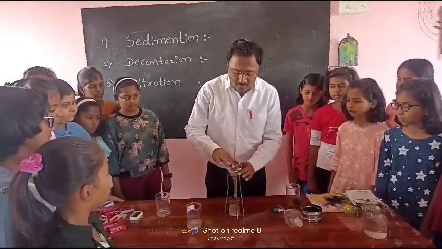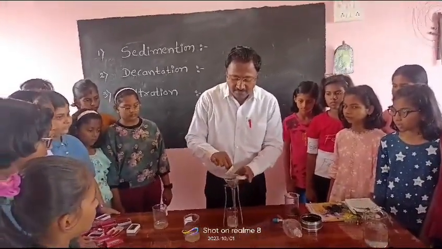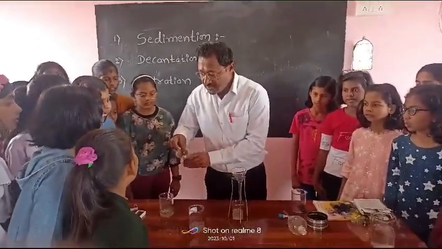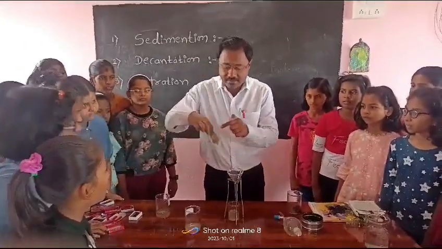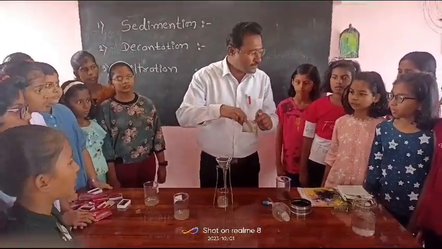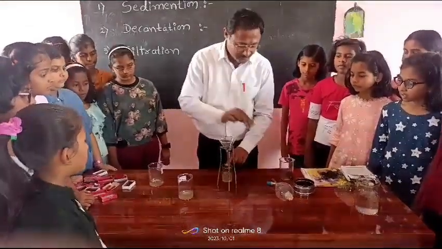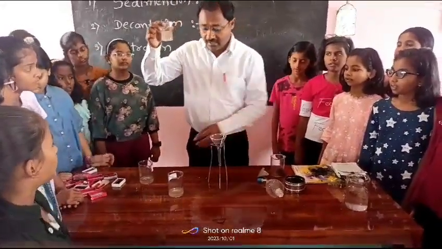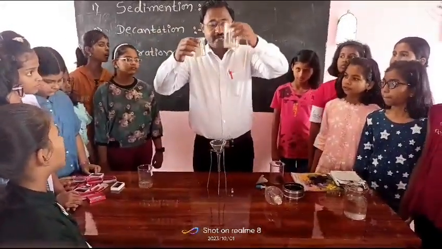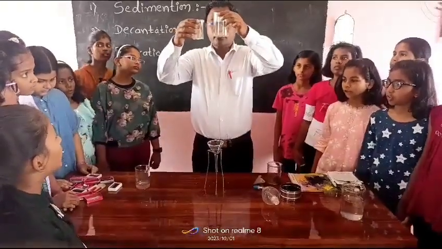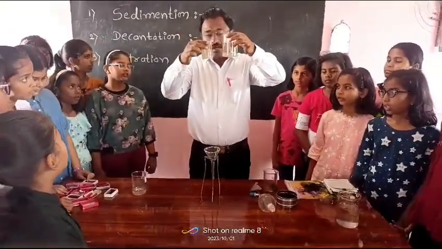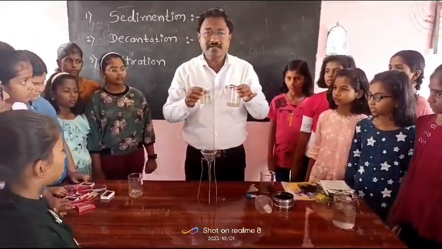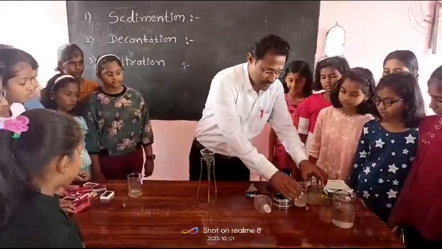All the water which passes through the filter paper is poured into the beaker. Now I remove the filter paper from here. What can we see? There is a residue in the filter paper, and the water which is filtered is pure water. Look at the difference here. This is the impure water and this is the pure water. You can see the difference easily. This method is called the filtration method.